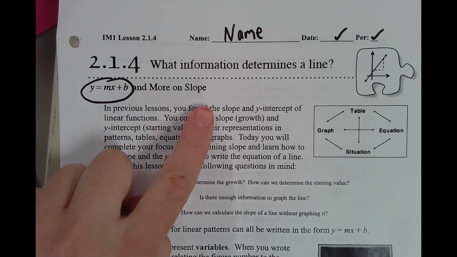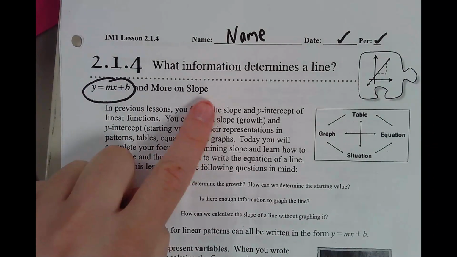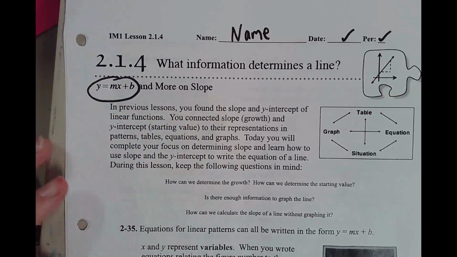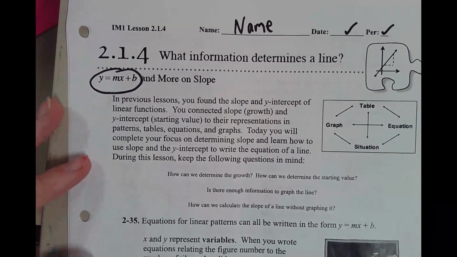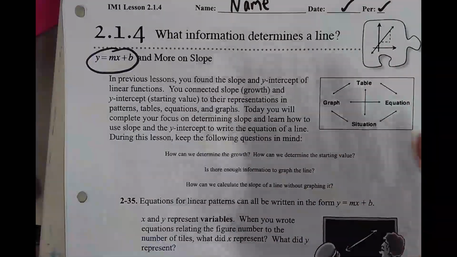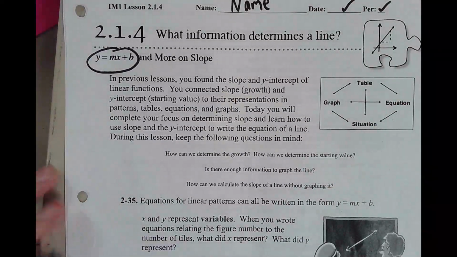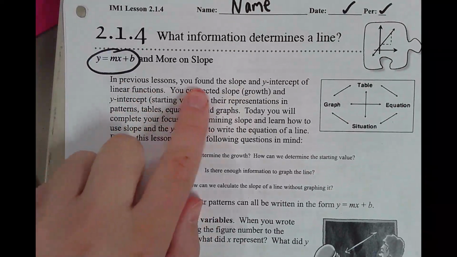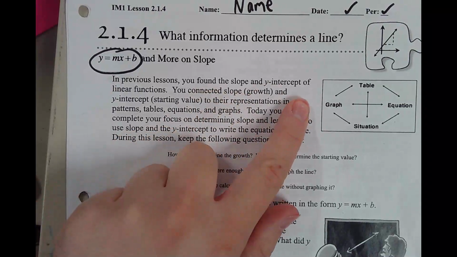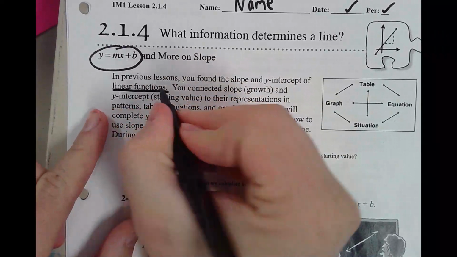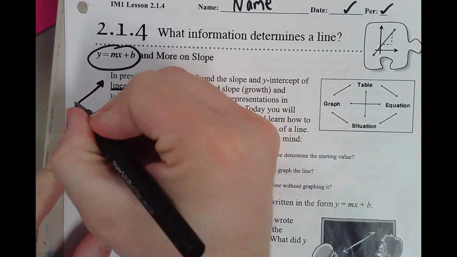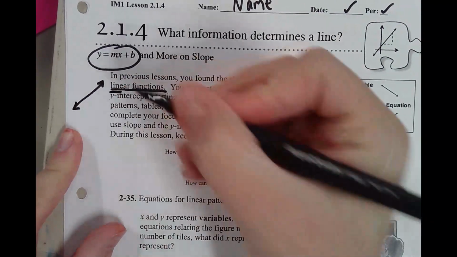But we're also going to be learning a lot more about slope today, a lot more practice. That's going to really help you for this upcoming quiz or test. So it says, let's introduce the lesson. I'd like you to work on some problems with your group. But it says, in previous lessons, you found the slope and y-intercept of linear functions. Okay. Every time you think of linear functions, you want to think it's just a line. It's the word line, linear.